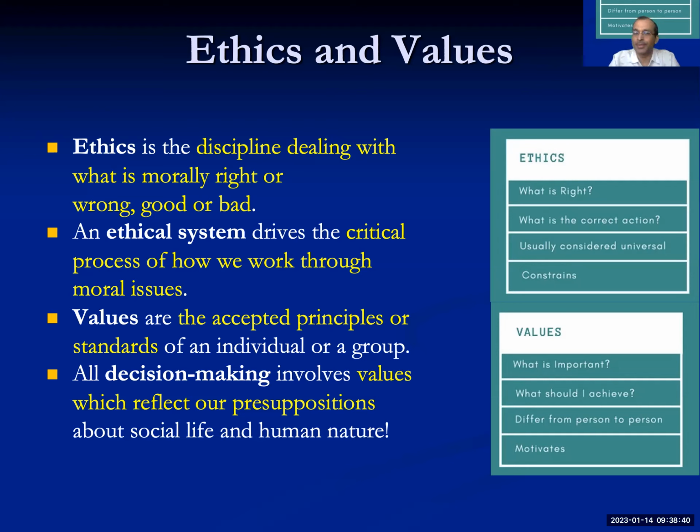Ethics is the discipline dealing with what is morally right, what is wrong, what is good, what is bad. An ethical system is the critical process of how we work through moral issues. So there are some moral issues, and we try to apply ethical principles and interpret them, and we reach a conclusion. Values are acceptable principles or standards for a community, a group, or a nation, but they're not universally applicable because different countries have different value systems. And we have to make decisions based on values as well as on ethical principles. We try to complement values and ethics with each other.